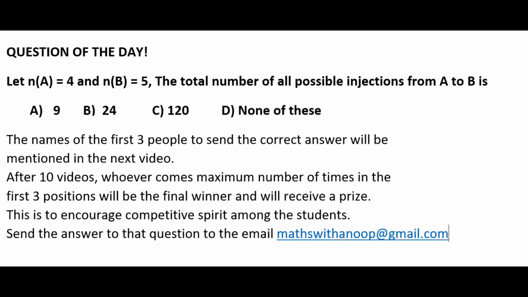Now coming to the question of the day. Let n of A equals 4 and n of B equals 5. The total number of all possible injections from A to B is. Option A 9, option B 24, option C 120, option D none of this.